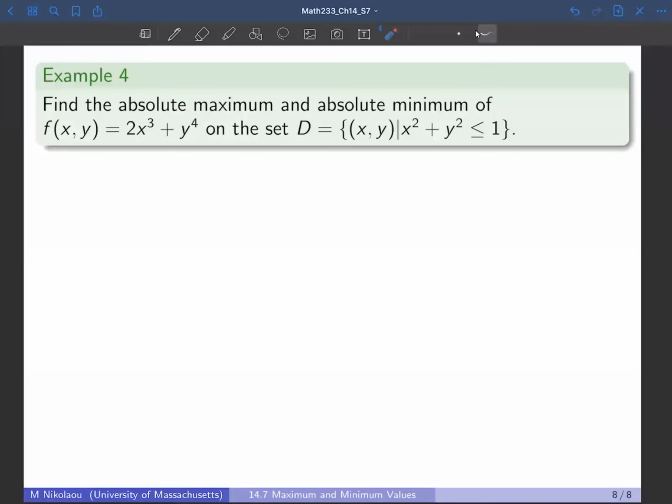Let's see another example on how we can find the absolute maximum and minimum of the function f of x, y equal to 2x to the third plus y to the fourth, on the set of points x, y where x squared plus y squared is less than or equal to 1. First of all, before seeing what happens on the set D, we need to find the critical values of the function.